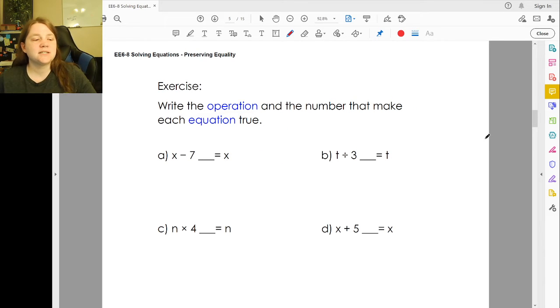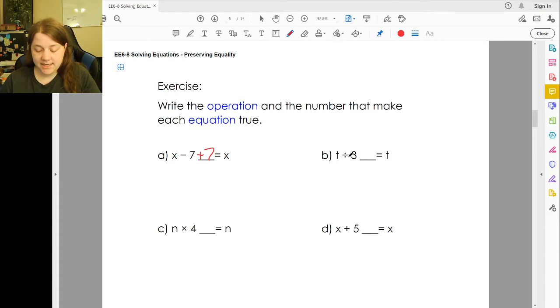So if we have these situations here, what would we do to get back to x? For example, in number 1, it says x minus 7, but we want to get right back to x. So if I take 7 away from x, the way to get back to the number x is to add 7.